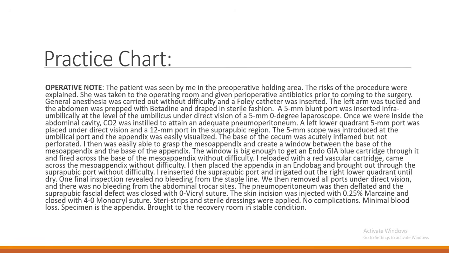So in order to perform laparoscopy, the physician needs to use 2 to 3 ports or openings. So here the physician is telling basically how many ports were used for this procedure. The 5 mm scope was introduced at the umbilical port and the appendix was easily visualized. So in these 3 lines, the physician has created the ports. Through that port, the physician has introduced the scope. Using that scope, the physician has identified the appendix.